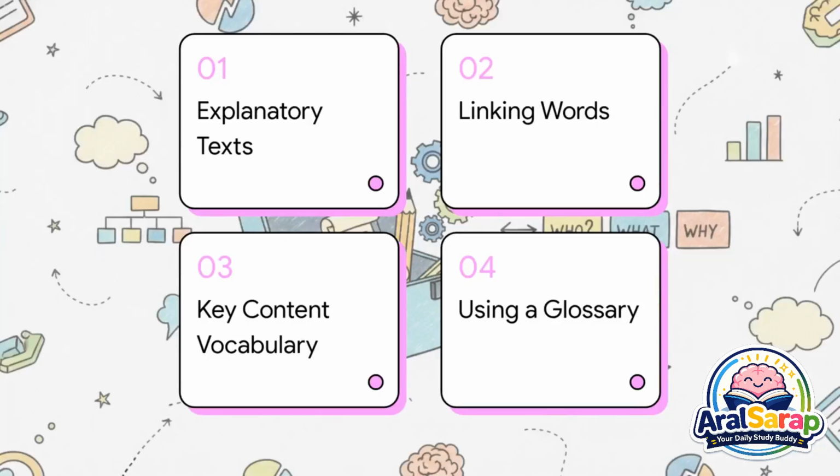Okay, let's dive right into this and map out the 4 specific tools we're going to explore today to help you master reading comprehension and nonfiction writing. We'll be looking at Section 1, what are explanatory texts? Section 2, the power of linking words. Section 3, key content vocabulary. And Section 4, navigating with a glossary.